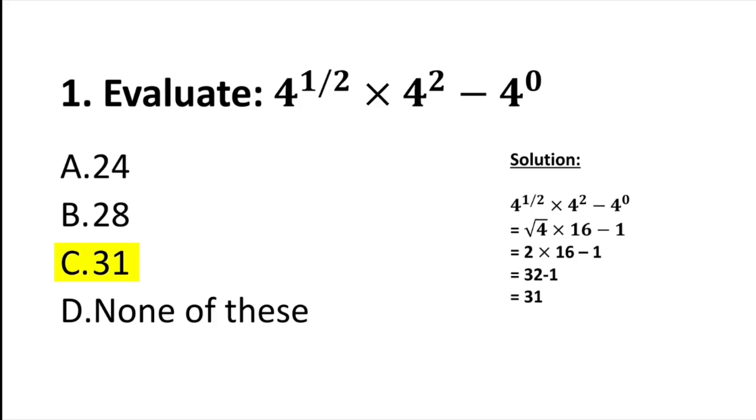You can see 4 power 1 upon 2 means under radical 4, and the square root of 4 is 2, and 4 square means 4 times 4 is 16 and 4 power 0 is 1. So 2 multiplied by 16 minus 1 is equal to 31. We have to follow here BODMAS rule as well. So the correct option is C.